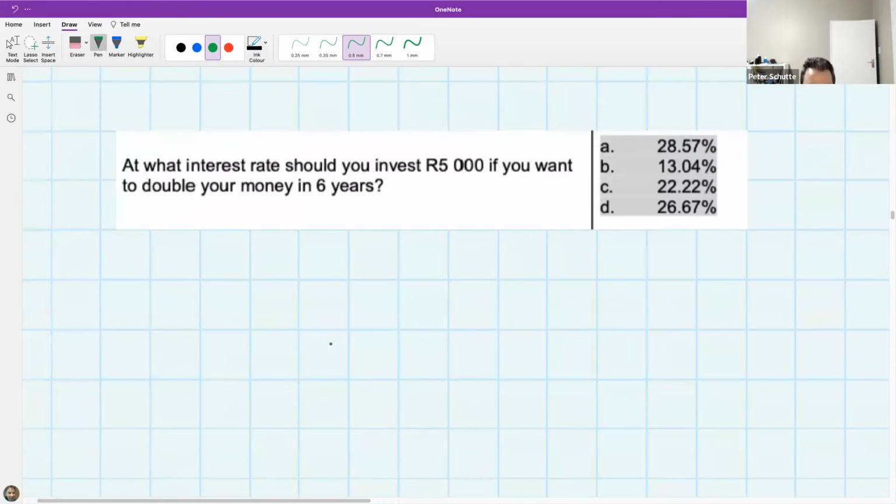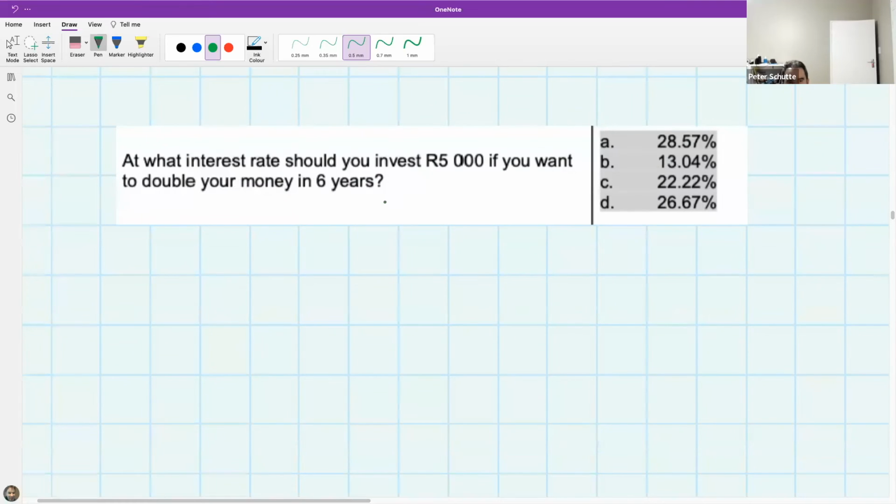Okay. At what interest rate should you invest 5,000 if you want to double your money in 6 years? The interest rate is going to be compounded annually. So the interest rate is per annum and it's compounded annually. Yeah. If they don't tell you, you can assume it's compounded annually. Which option do you think is correct? This is a bit harder now.